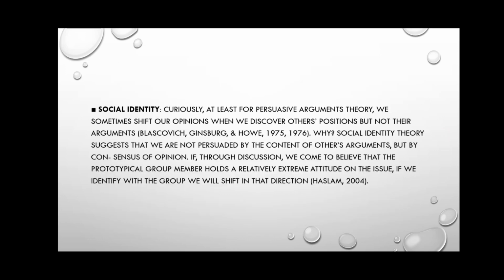So last is social identity. Curiously, at least for the persuasive arguments theory, we sometimes shift our opinions when we discover others' positions but not their arguments. Why? Because social identity theory suggests that we are not persuaded by the content of others' arguments, but by consensus of opinion. If through discussion we come to believe that the prototypical group member holds a relatively extreme attitude on the issue, if we identify with the group, we will shift in that direction.